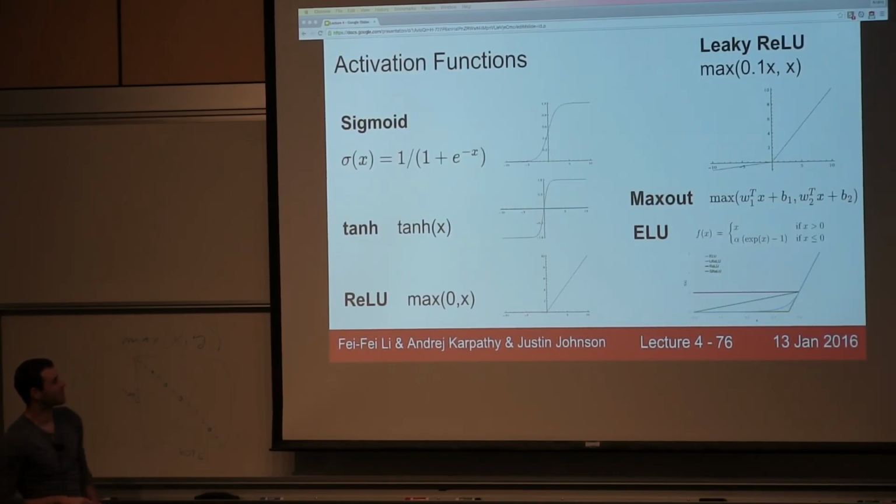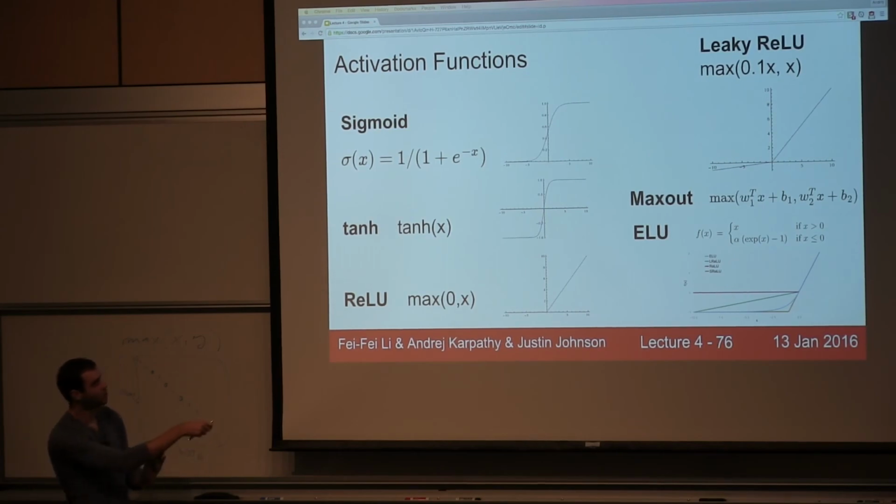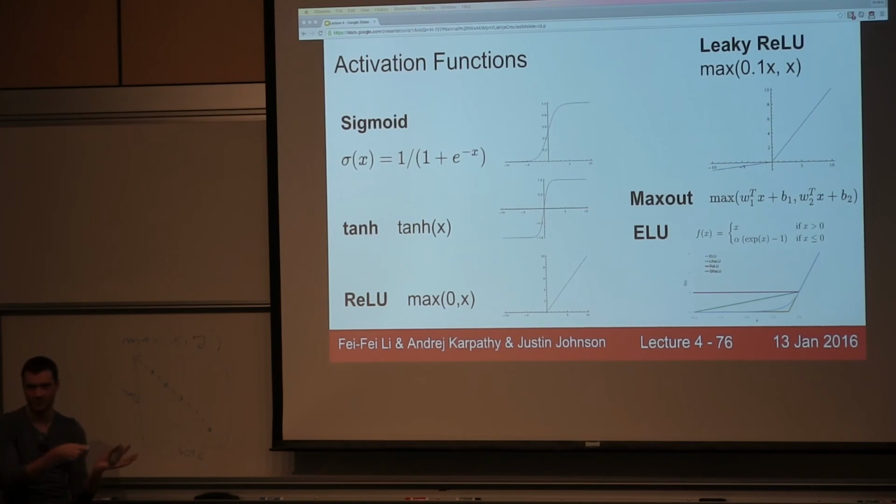To go back to a question that was asked before, there's an entire set of nonlinearities that we can choose from. So historically, sigmoid has been used quite a bit, and we're going to go into much more detail over what these nonlinearities are, what their trade-offs are, and why you might want to use one or the other. But for now, I'd just like to flash them and mention that there are many things to choose from.